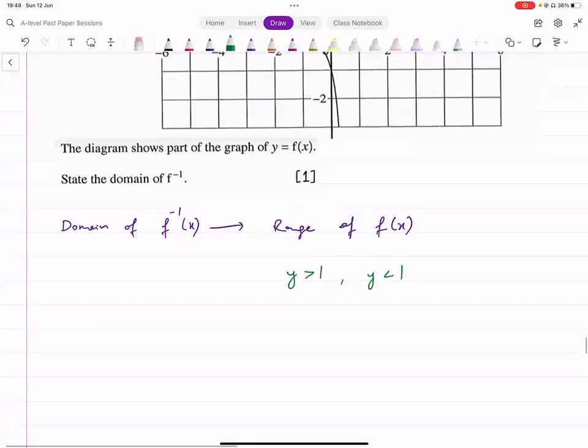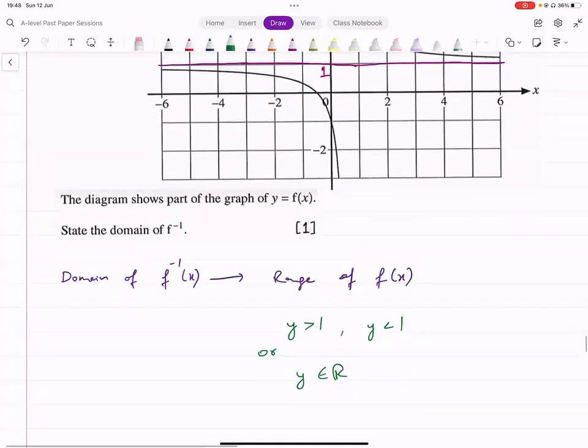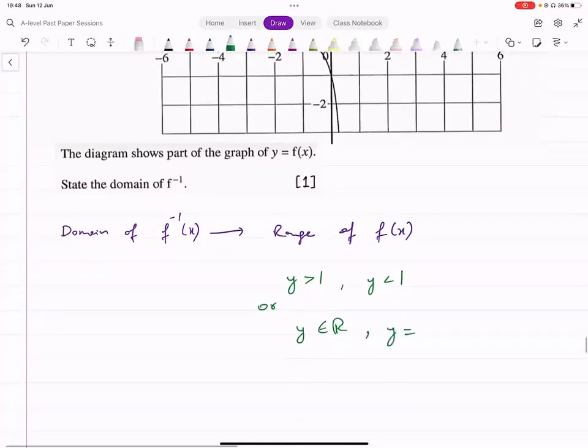Or in other words, you can also say y could be any real value. Because it's going from negative infinity to positive infinity, it could be any real value, except there's one exception, and that is that y cannot be equal to 1. So it cannot be equal to 1, but apart from that, it can take any value on the number line.